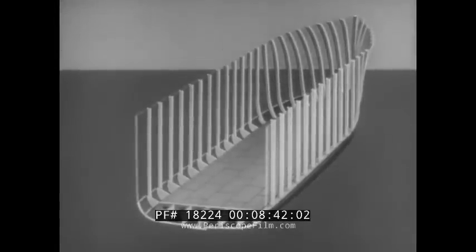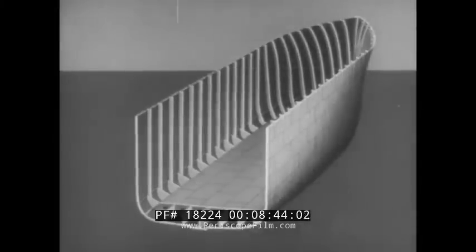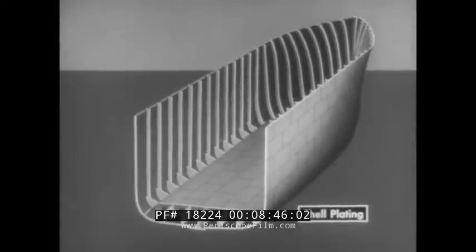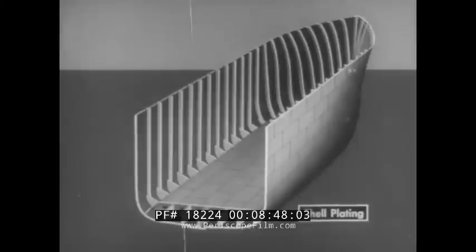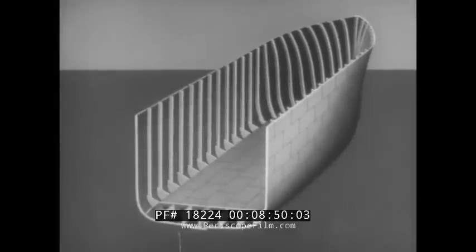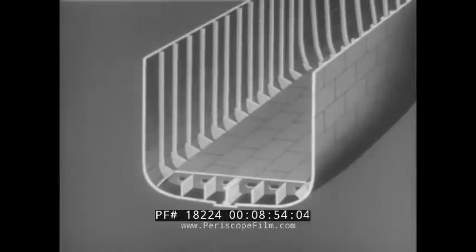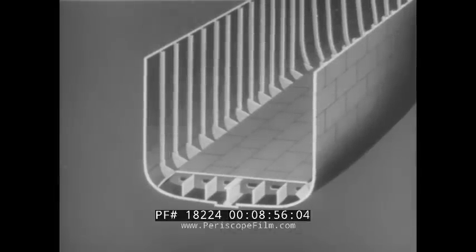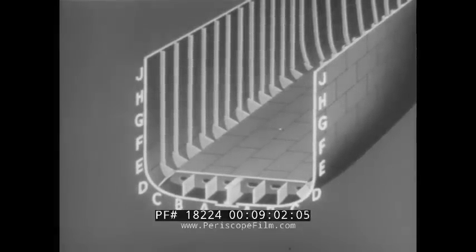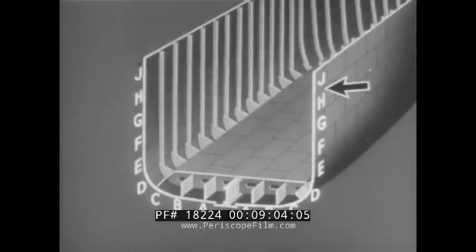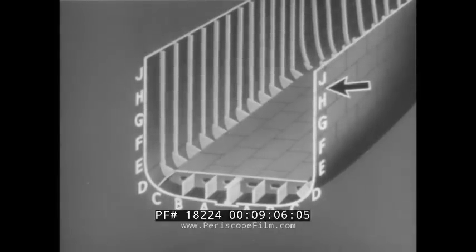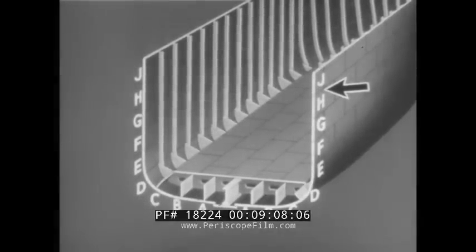The outside plating or skin of the ship is known as the shell plating. Each lengthwise series of plates is called a strake. The various strakes are lettered in alphabetic order, starting at the keel. Incidentally, the letter I is generally left out, since it might easily be confused with J.